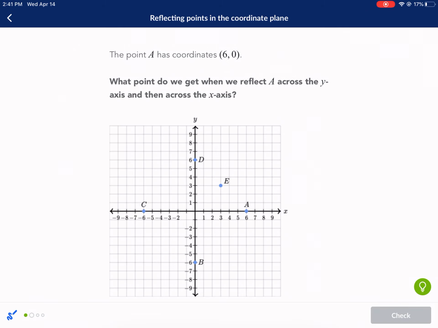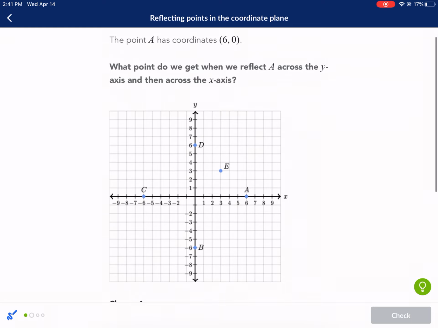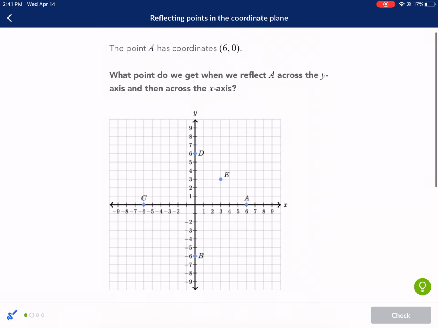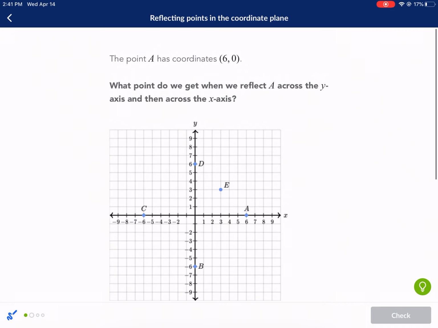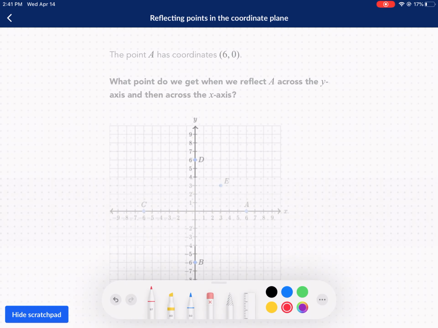Next question. The point A has coordinates 6, 0. What point do we get when we reflect A across the y-axis and then the x-axis? So this is a compound reflection, okay? The first thing we have to do is reflect it across the y-axis and then the x-axis. Let's identify where our y-axis is. Y-axis is here, and then our x-axis is here. Let's do the first one first.